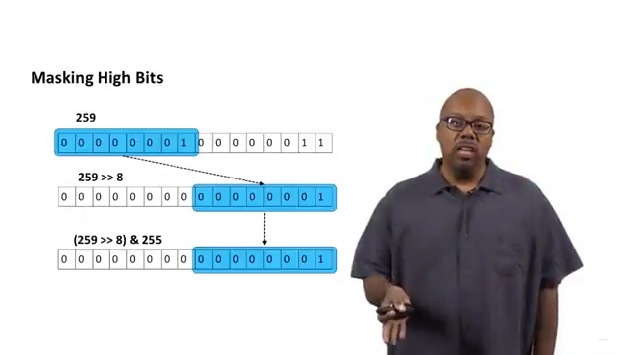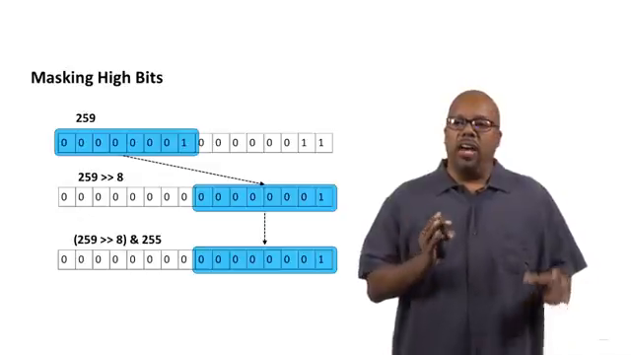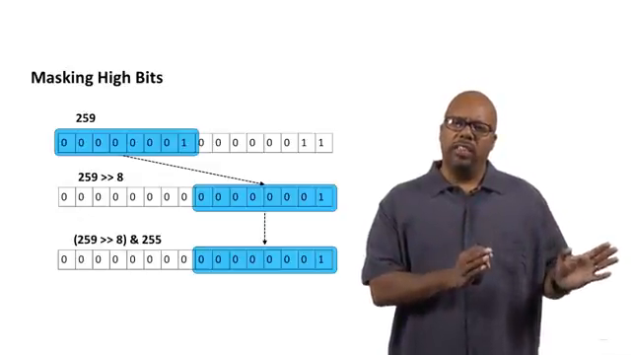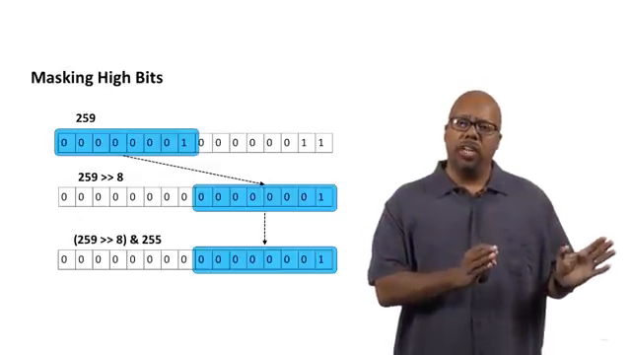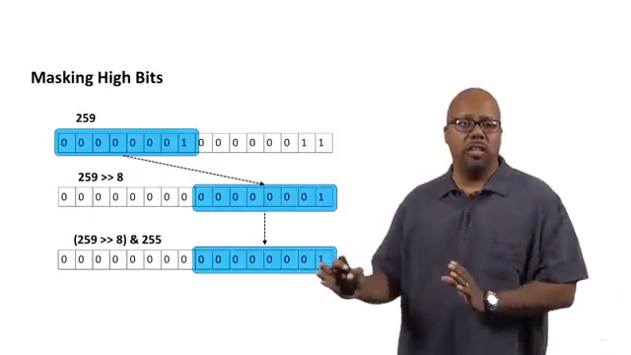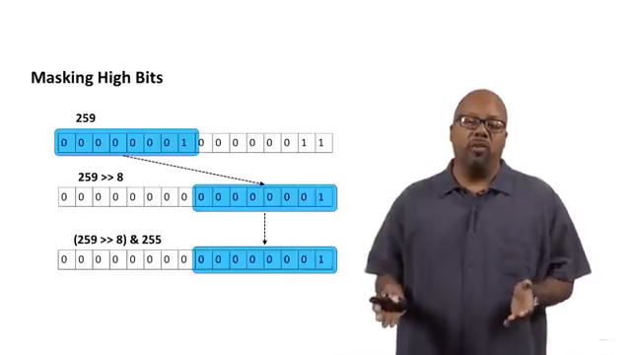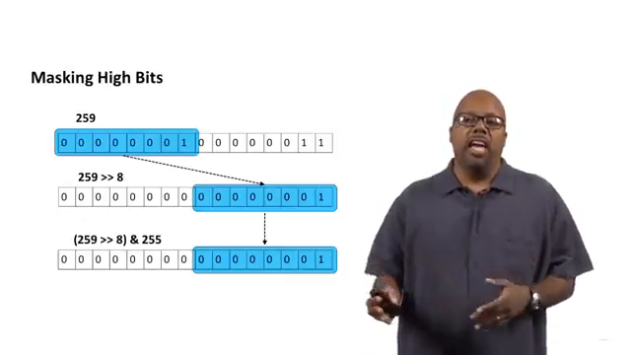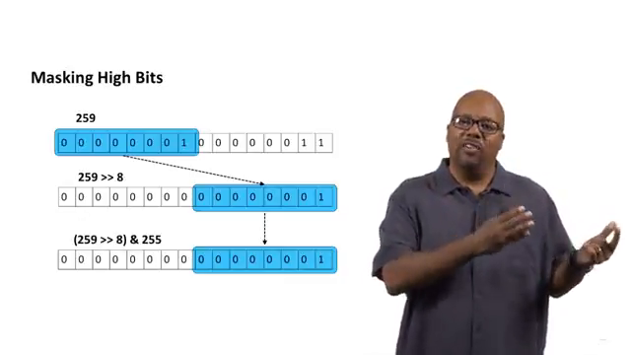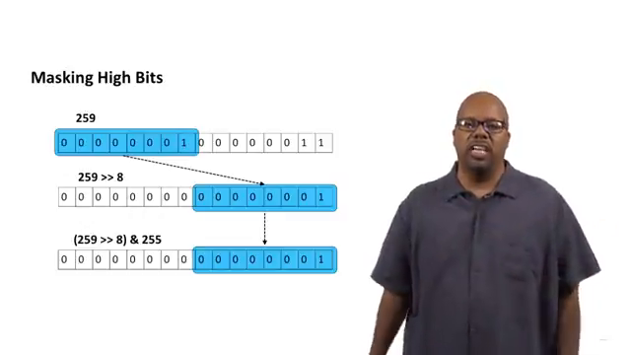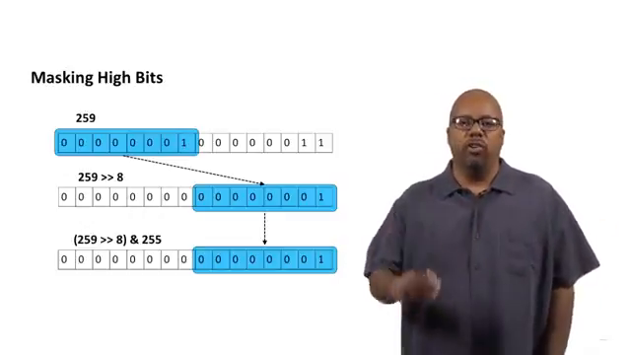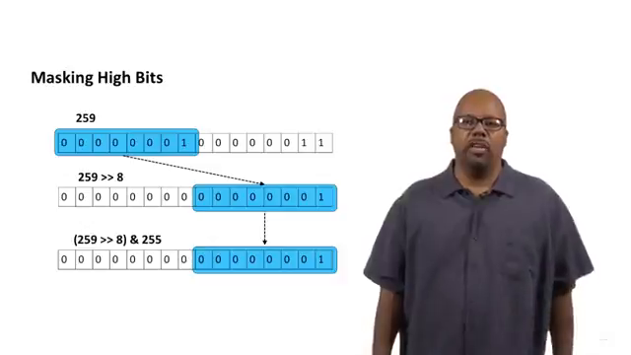So in the final result, you can see that what were originally the high 8 bits, the most significant 8 bits in 259, have been shifted to the least significant 8 bits. And then by doing the masking, all we see in the final result are the least significant 8 bits, which are actually the most significant 8 bits of the original 259. And then all the high bits are zeroed out because of the masking operation.